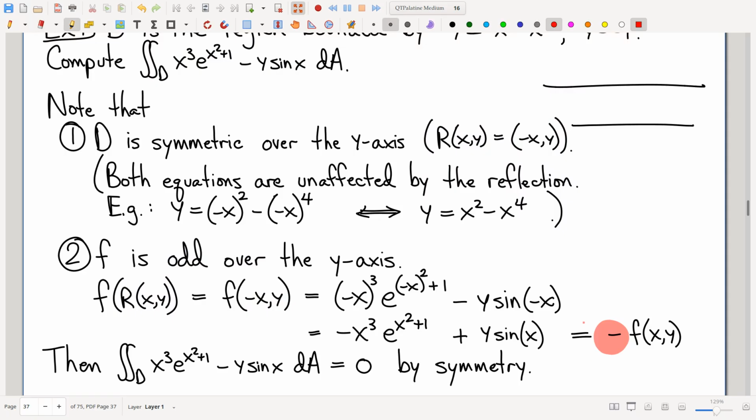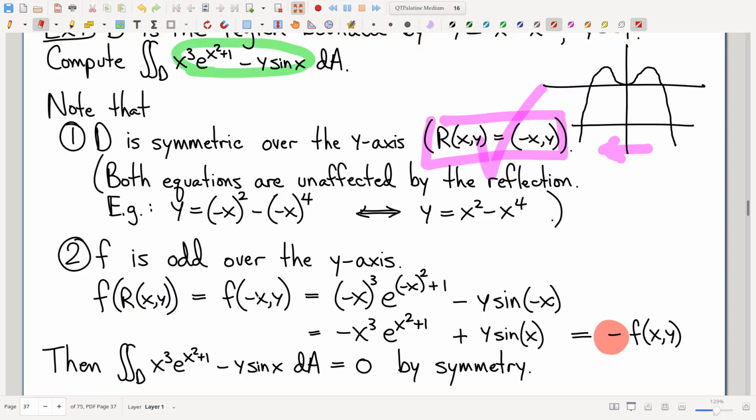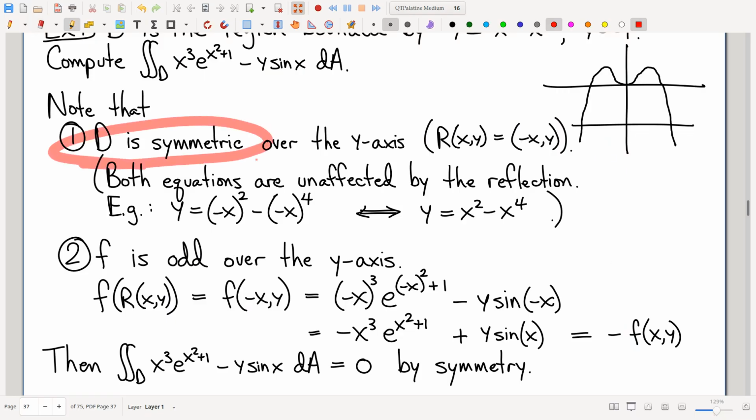Whoops, I didn't mean to delete the whole thing. Try that again. We have a symmetric domain, an odd integrand. That integral equals 0 by symmetry. And I didn't have to do any antiderivatives at all.